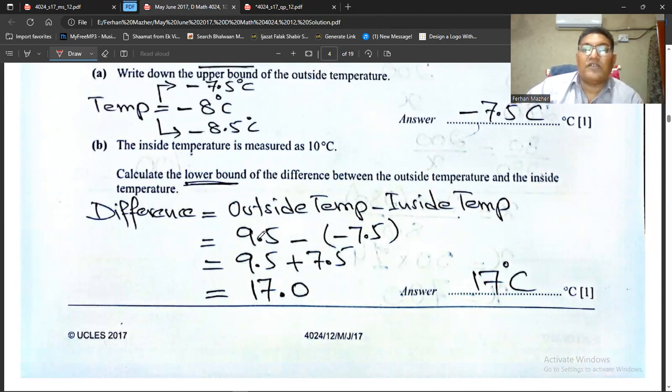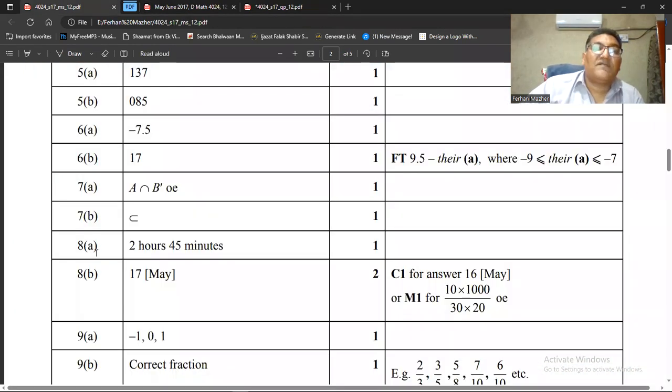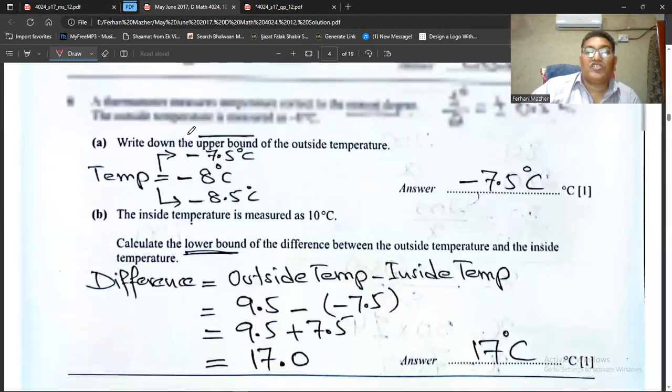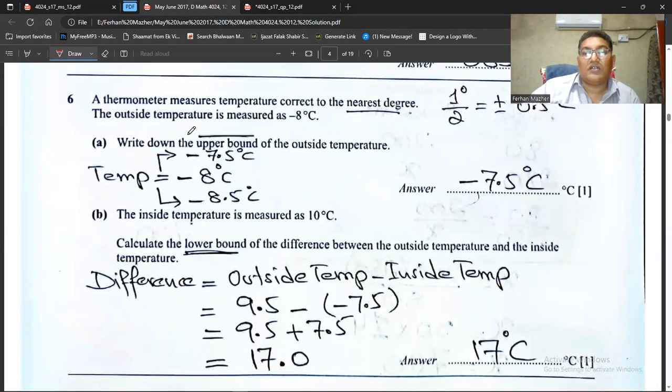So the outside temperature's lower bound will be 9.5, and for the inside temperature, this is the upper bound, it is -7.5. So 9.5 minus -7.5, this will be 9.5 plus 7.5, that will be 17 degrees. So the difference will be 17 degrees. The answer is right. This is the solution of that question.